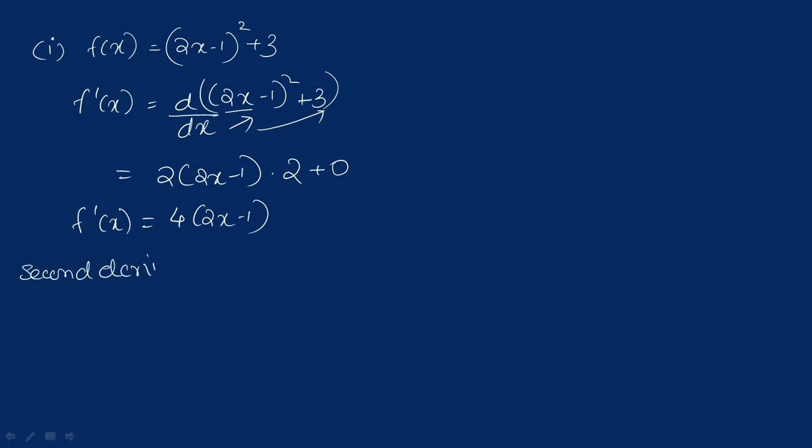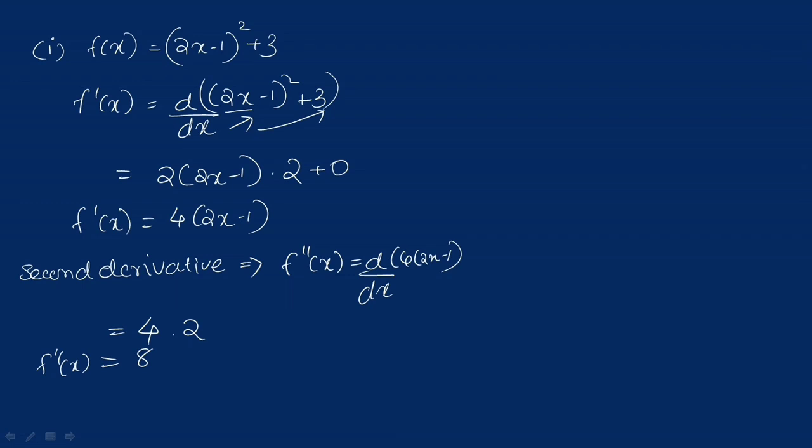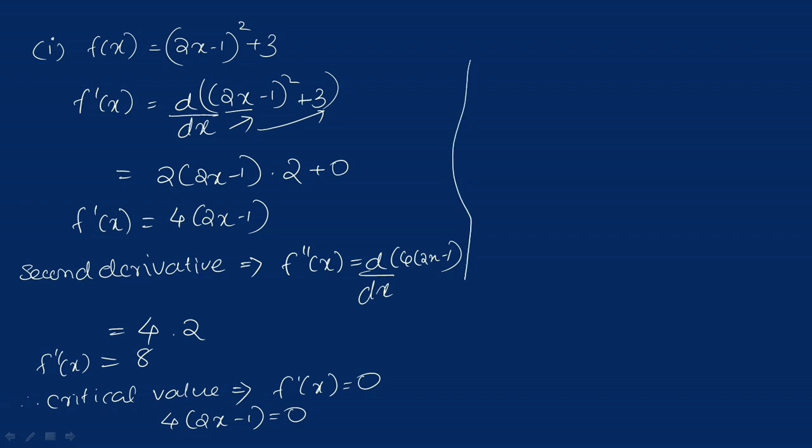Now we want to find the second derivative. That means f double dash of x, that is d by dx of 4 into (2x minus 1), or we can write 4 into 2, since the derivative of 2x minus 1 is 2. So f double dash of x is 8. Now we will find the critical value, where f dash of x equals 0, that is 4 into (2x minus 1) equals 0, with 4 taken to the other side, giving 0 itself.